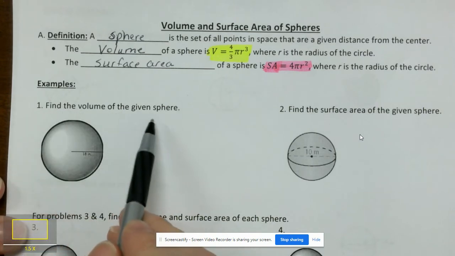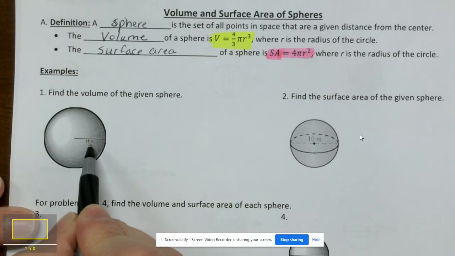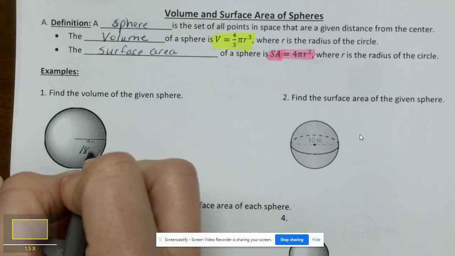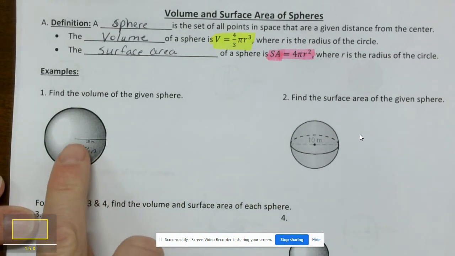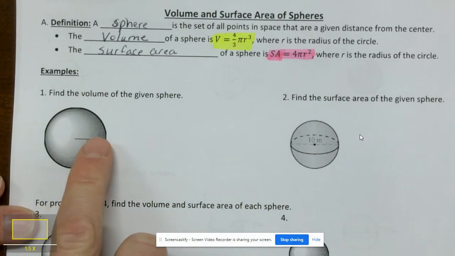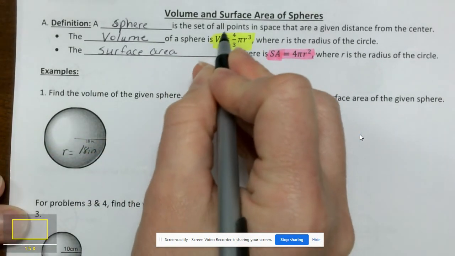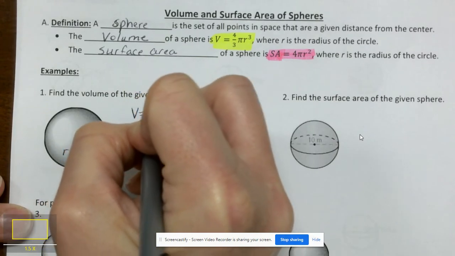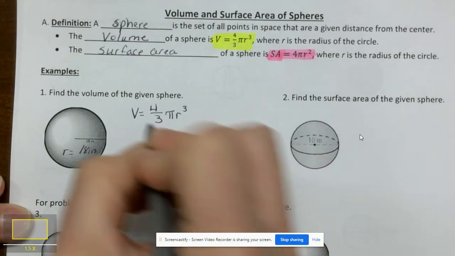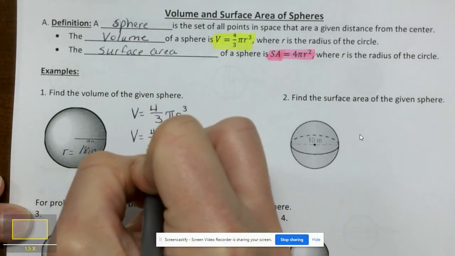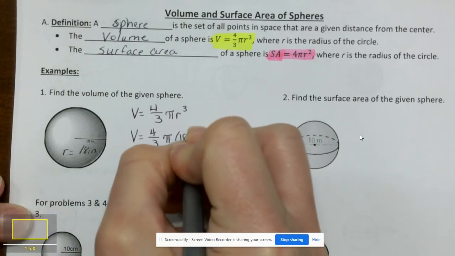Find the volume of the given sphere. Here, not sure if you can see that, but that's an 18. This is 18 inches that's given for us. If we're given the radius, we can tell that it's going from the center to the side. So this is our radius, this is the r. We know that volume is V equals 4/3 pi r cubed. So we're going to fill in for our r. That's 4/3 pi, and then our r is 18, and that's cubed.